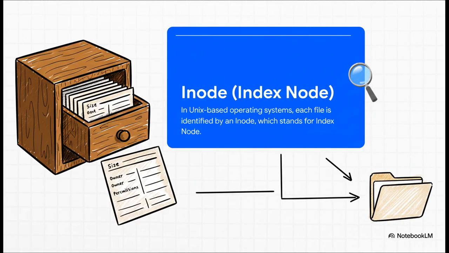So what on earth is an inode? Well, it stands for index node, and it is, for all intents and purposes, the official card in our library's card catalog. The file name we see is just a handy reference that points us to the right card. The inode is the card, and it holds all the critical metadata about the file.